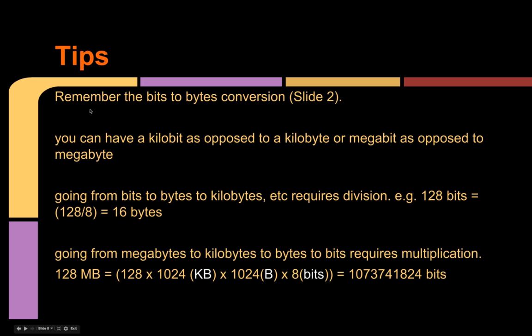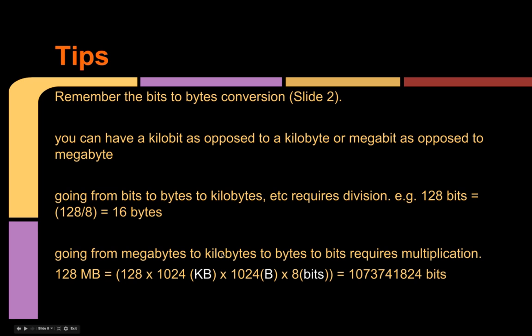Now some tips to doing this. Remember the bits to bytes conversions, so that was on slide 2. You can have a kilobit as opposed to a kilobyte, and it's really important that you understand the difference there, or a megabit as opposed to a megabyte. Now going from bits to bytes to kilobytes, etc. requires division, so 128 bits equals 128 divided by 8, which equals 16 bytes.